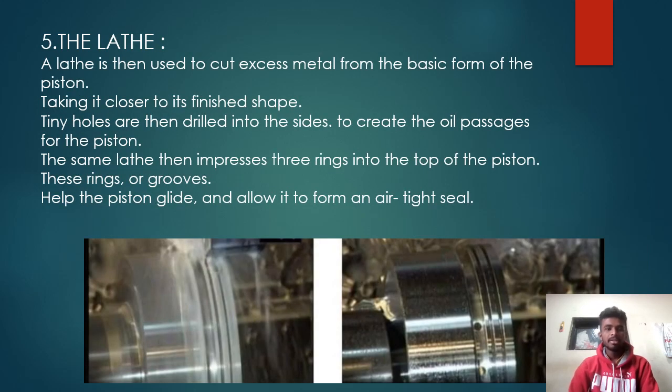Next, the fifth process is the lathe. The lathe is used to cut excess metal from the basic form of the piston, taking it closer to its finished shape. Tiny holes are then drilled into the sides to create an oil passage from the piston. The same lathe then impresses three rings into the top of the piston. These ring grooves help the piston glide and allow it to form an airtight seal. These are two pictures of the lathe.